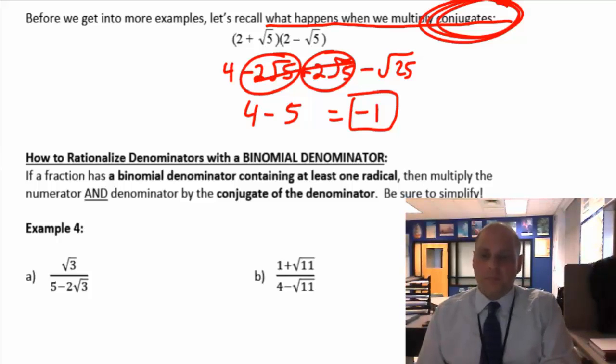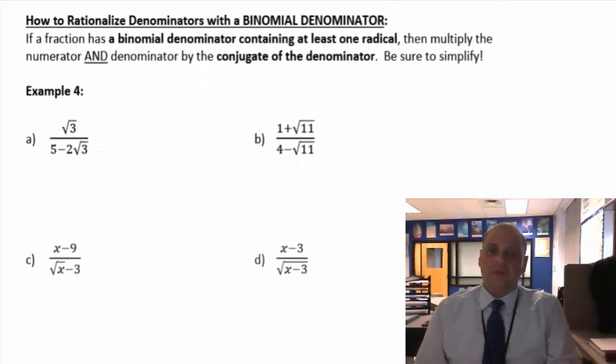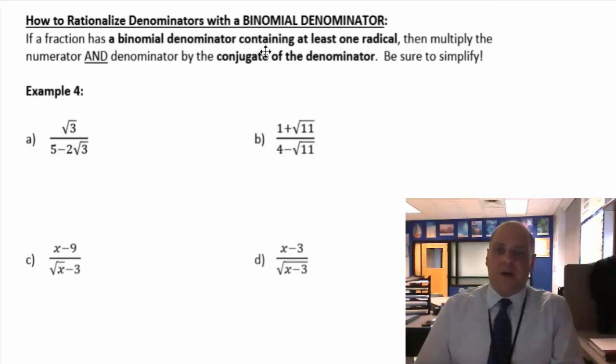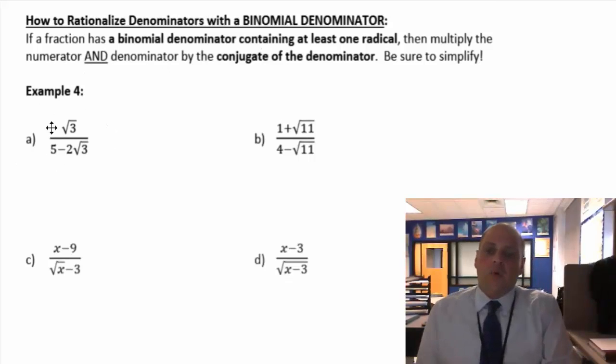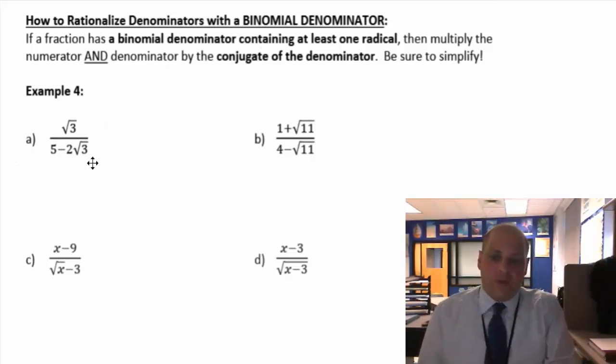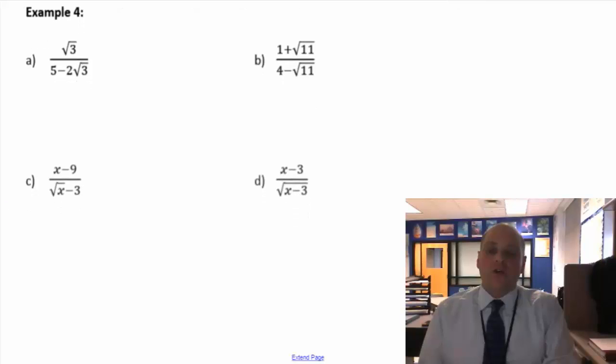All right, so how to rationalize with a binomial denominator. When we get these binomial denominators, see how the denominator is different. We have 5 minus 2 radical 3, 4 minus radical 11, radical x minus 3. We have binomial denominators here. What you need to do is multiply by, not just the radical, you need to multiply by the conjugate. So it's 5 plus 2 radical 3.